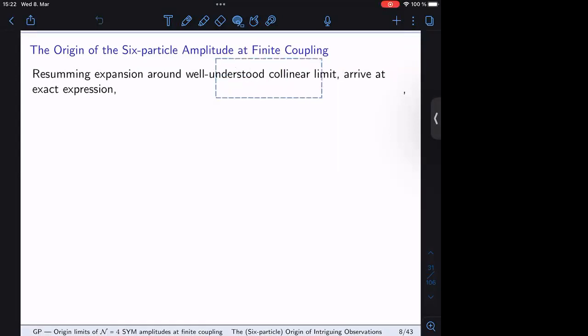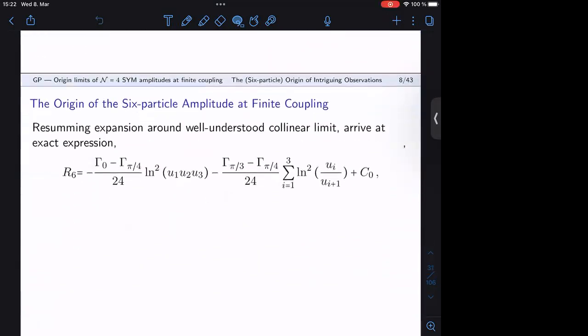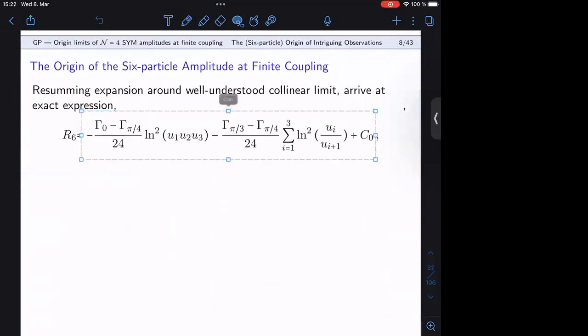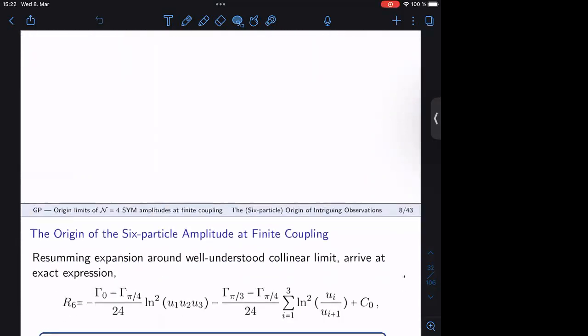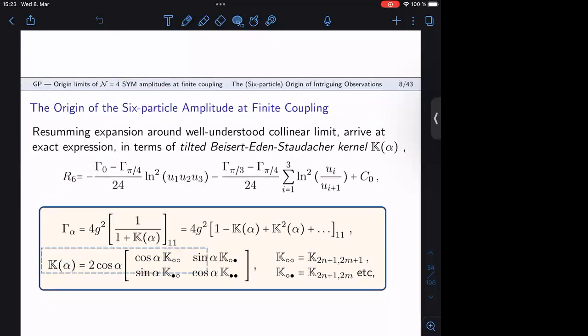By looking at the better understood collinear limit and resumming the known expansion around it, this is the OPE, the Wilson loop OPE, or collinear or pentagon OPE, we arrive at the following expression, which is in fact the same formula as before, but they have changed the subscripts of these anomalous dimensions. They are given by a very simple deformation of the Beisert-Eden-Staudacher kernel, or the cusp anomalous dimension I showed you before, where now we have introduced this additional tilt angle, alpha, inside this finite coupling semi-infinite matrix. This is the so-called tilted BES kernel.